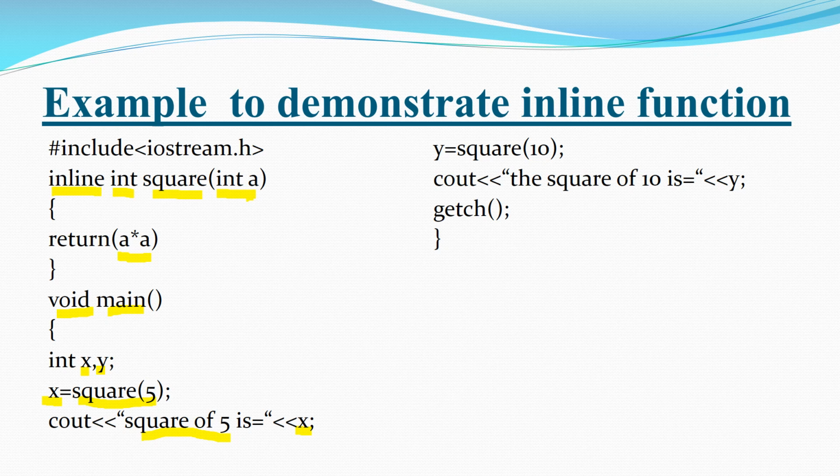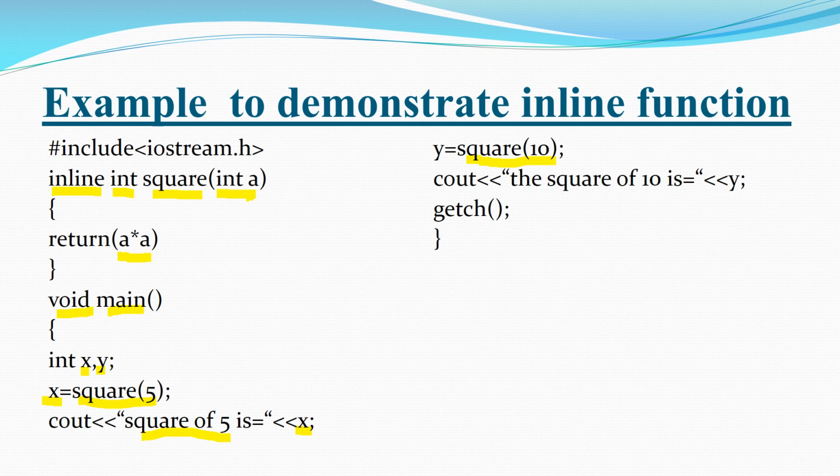Now we have found the first number's square. Now again I call the function square one more time. Once the function has been called, again what happens is that a copy of the function statement is placed directly into the calling program.